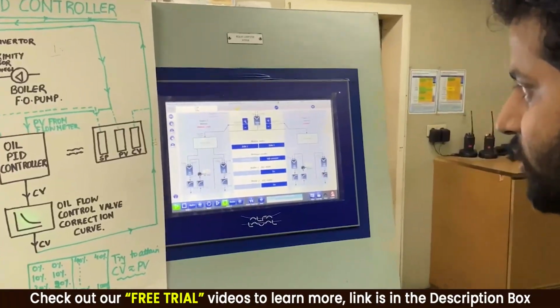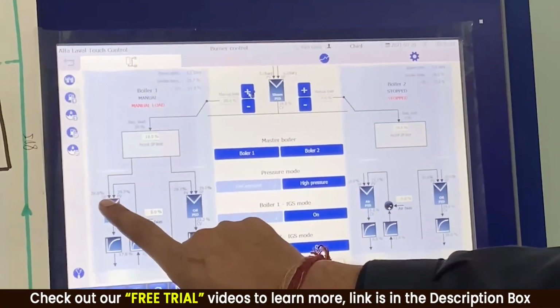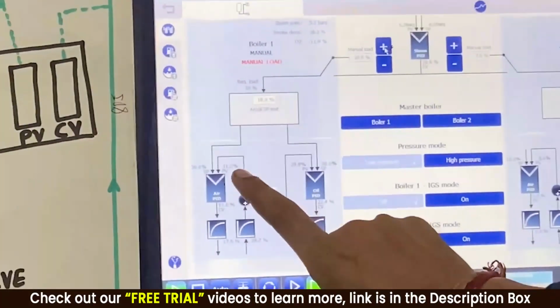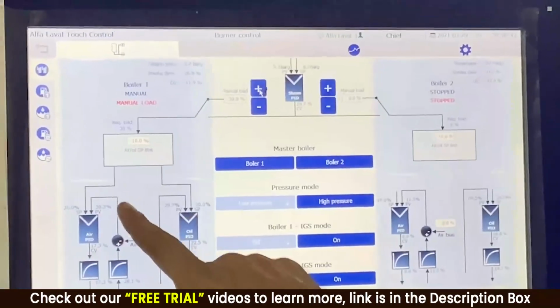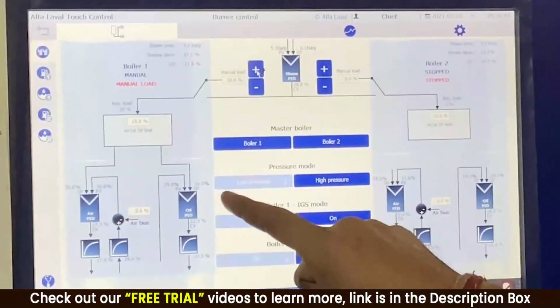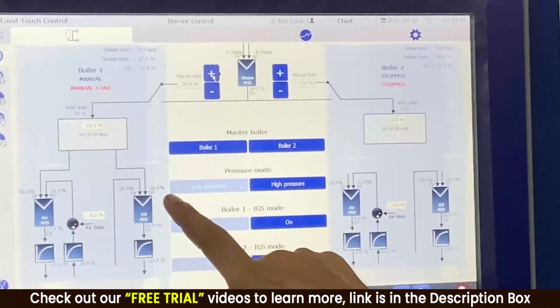Now I will make this load 35%. You will see immediately the air side flow set point will change. When this process value, that is the actual airflow, has actually changed to 35%, then only, when this PV changes, correspondingly the set point of the oil changes.